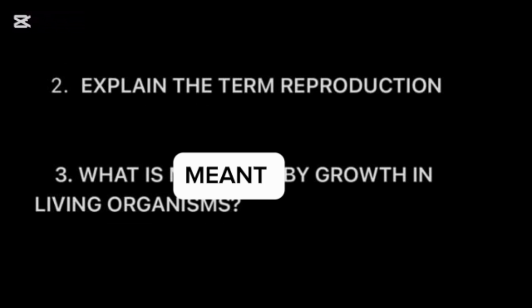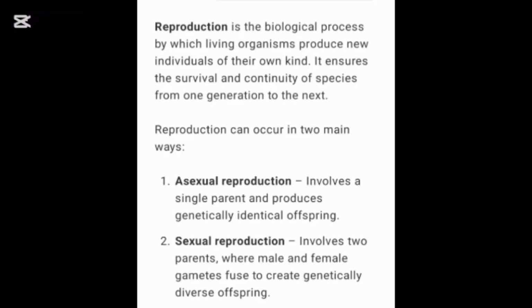Question 2 says, explain the term reproduction, and 3 says, what is meant by growth in living organisms? So, the first one is reproduction is the biological process by which living organisms produce new individuals of their own kind. You can stop there or explain further.